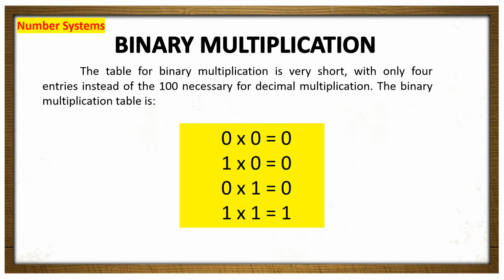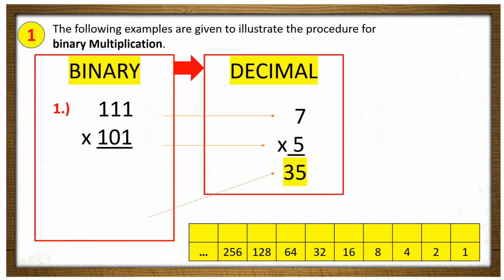The binary multiplication table is this. 0 times 0 is equal to 0. 1 times 0 is equal to 0. 0 times 1 is equal to 0. 1 times 1 is equal to 1. The following examples are given to illustrate the procedure for binary multiplication.